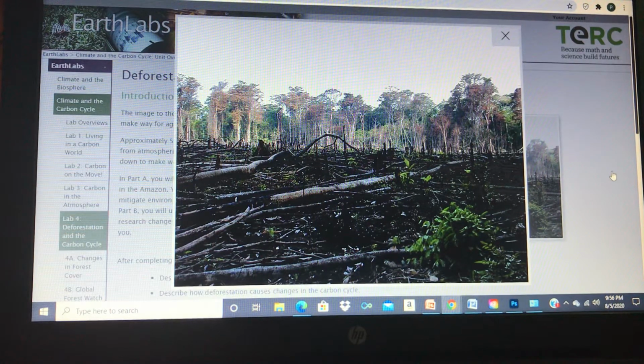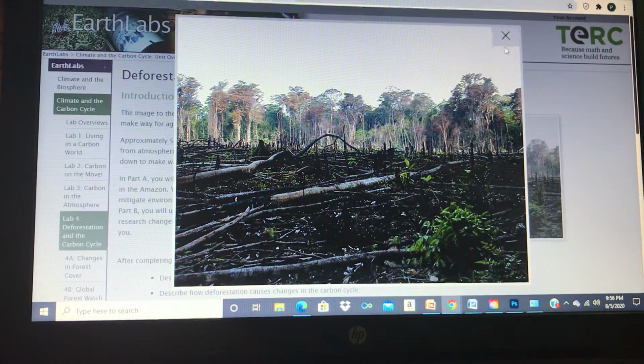When the Roman Empire was in control of Europe, 90% of the continent was forest and land. Today, as indicated in this image that we're looking at here, Western Europe has lost over 99% of its primary forest. So think about that. 99% because of deforestation. That's a lot of forest loss.